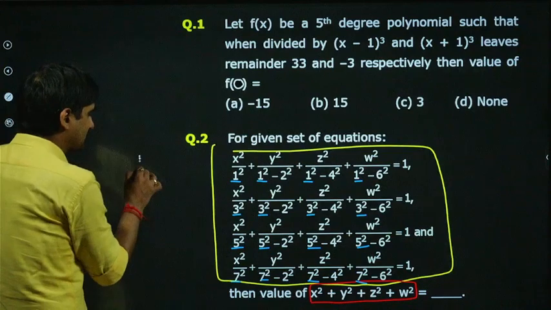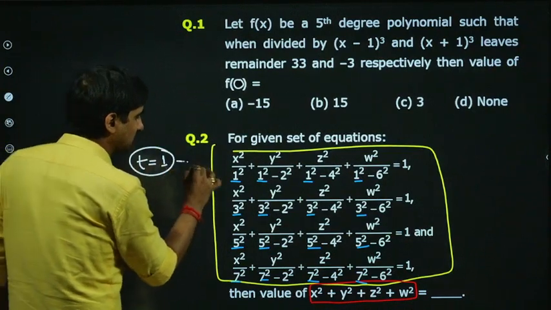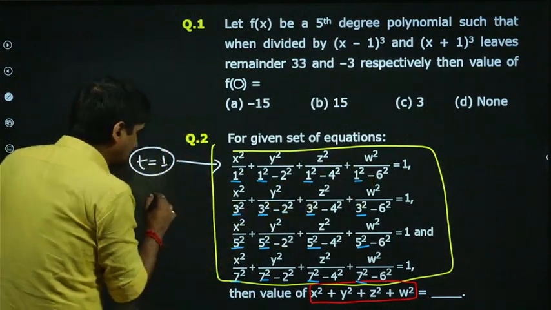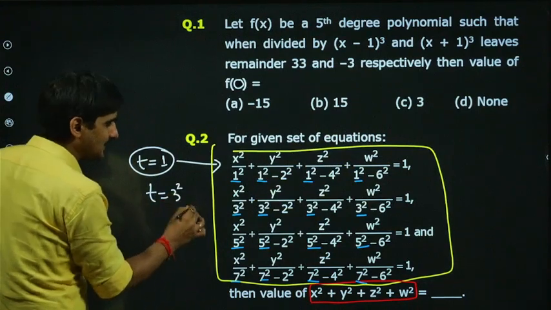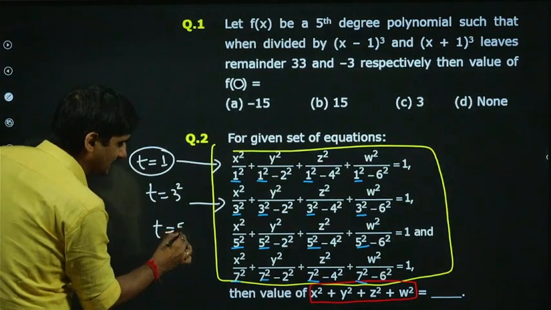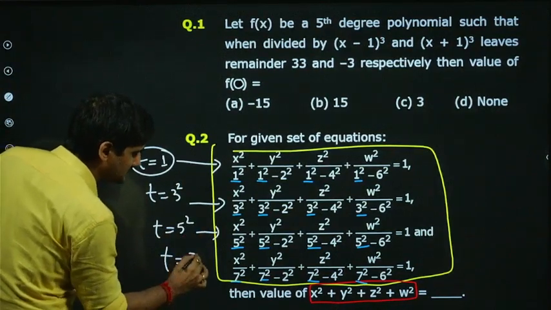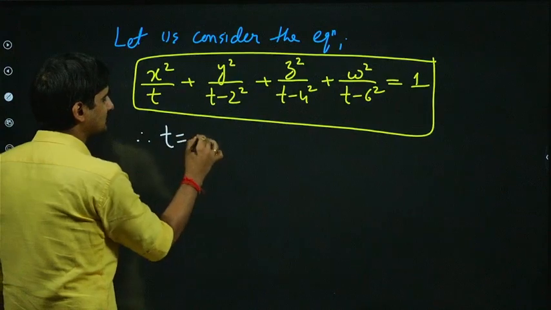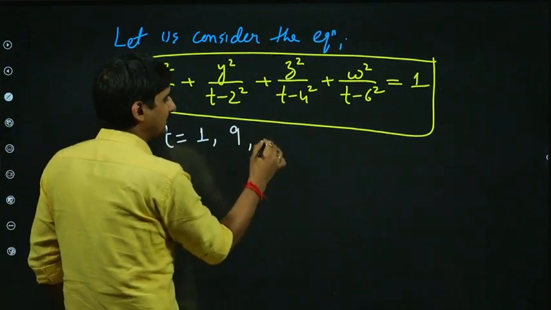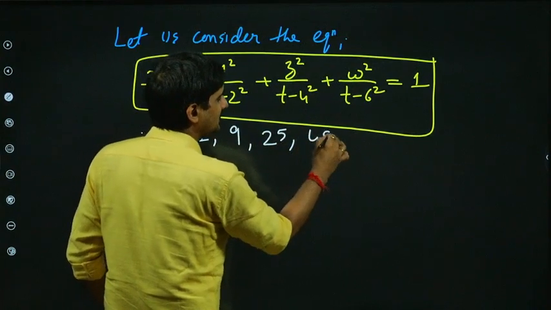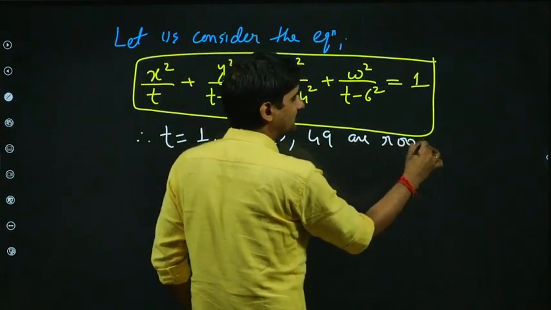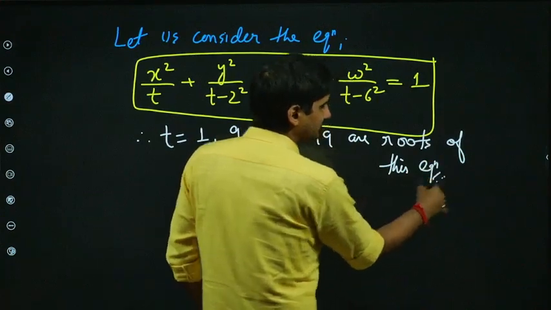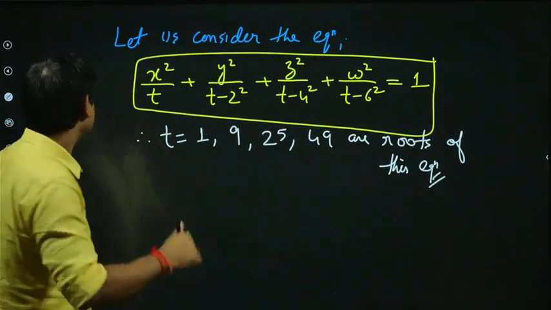Why? Because if I put t is equal to 1 in that equation, we get this, and it satisfies the equation because LHS is equal to RHS. Put t is equal to 3 square, you get this. Put t is equal to 5 square, we get this. Put t is equal to 7 square, we get this. That means t is equal to 1, 3 square which is 9, 5 square which is 25, 7 square which is 49 are the roots of this equation. All of you agree or not? I believe so.